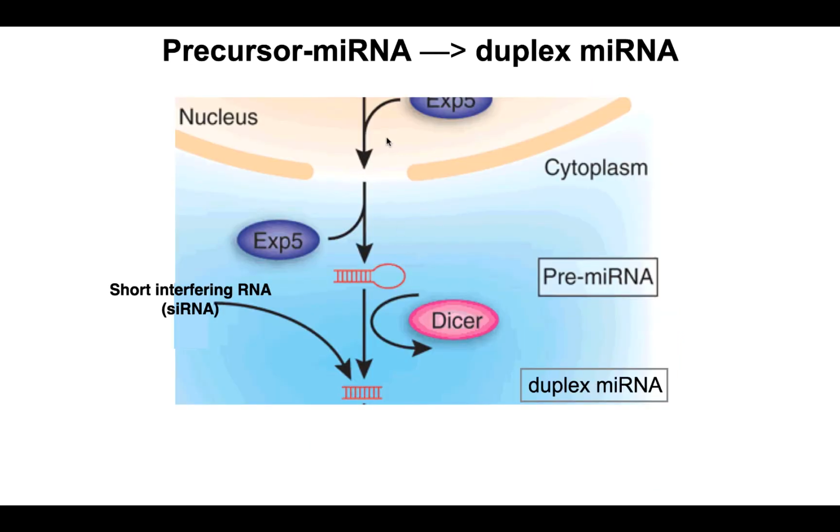Now the precursor microRNA gets exported into the cytoplasm, where it is the substrate for an enzyme called Dicer. Dicer nips off the stem loop portion here, leaving us with double-stranded RNA. So this is an unusual molecule, right? This is actually two separate strands of RNA that are reverse complementary and binding to one another. We call this short interfering RNA, or duplex microRNA.